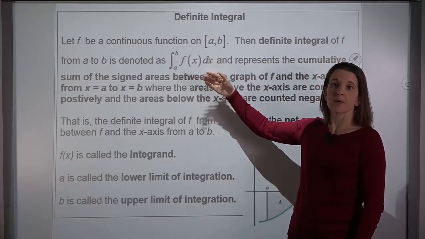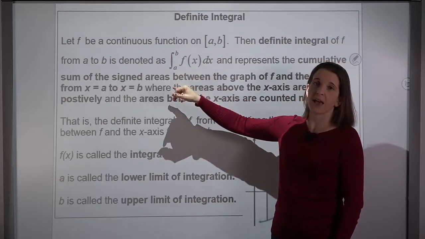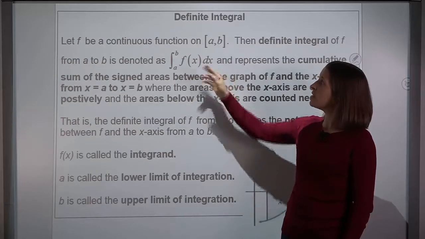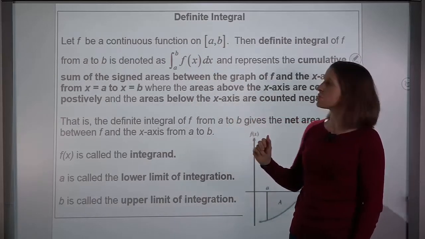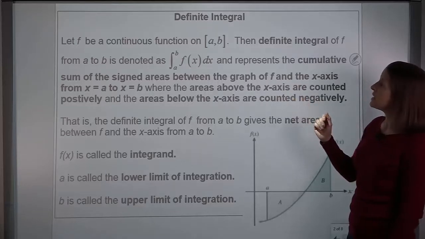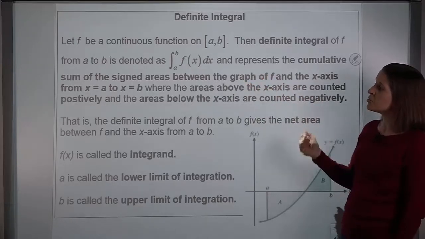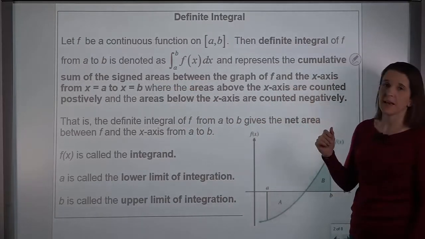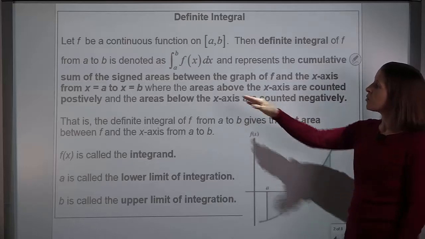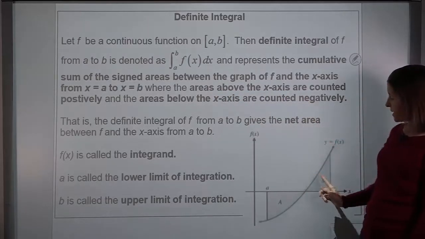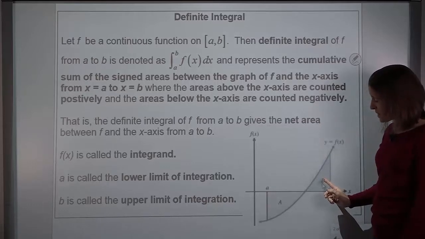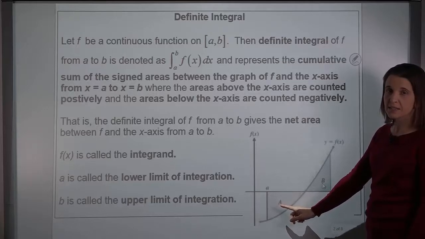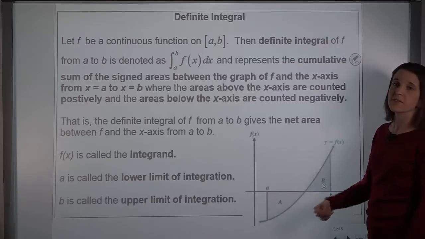We still need the dx to say what variable we're using. But again, we will have the a and the b, where the a is the x that starts the interval that you're looking at, and the b is the x value that ends the interval that you're looking at. And what we're going to see is that this gives us the cumulative sum of the signed areas between the graph of f and the x-axis from an x of a to x of b, where the area above the x-axis, for instance here at b, is given a positive sign, and any area that's below the x-axis between the function and the x-axis is given a negative sign.